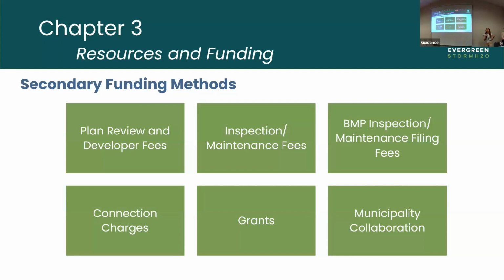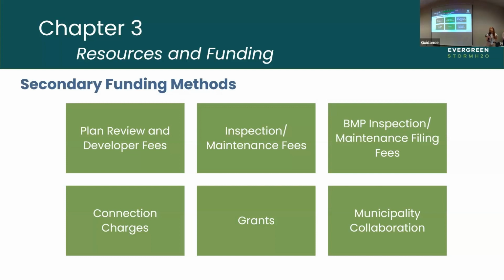So once you have this primary method, again, this generally funds the majority of your stormwater programs. However, it's always nice to have some options to supplement with other financial means. We go through several of these in the guidance manual, but I'm just going to highlight some of these. They look like different fees: whether you're charging a fee for maintenance or inspection, plan review fees, connection charges, grants.